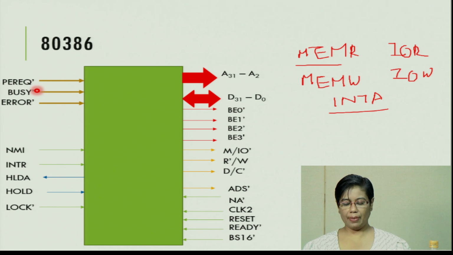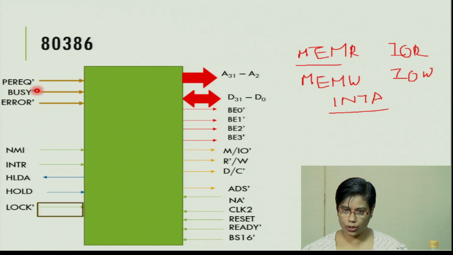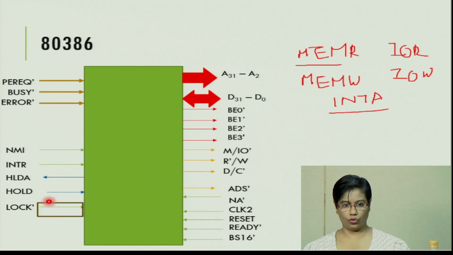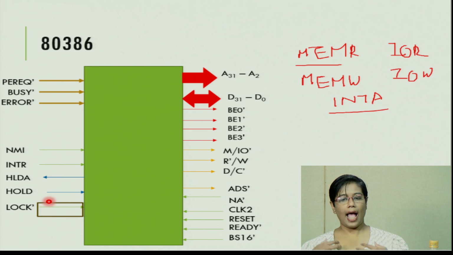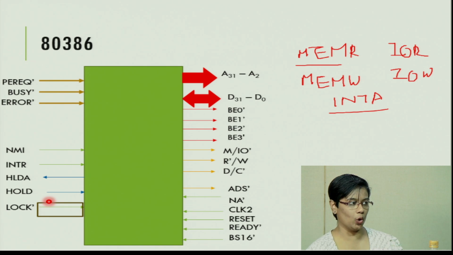Then there is the DMA signal. It's the same right from 8086, hold and hold acknowledge. There is a lock input which we have seen earlier with 80286 also. The lock is an output, it should not be an input signal. Lock is going to be an output from 80386. The function of the lock signal is that when 80386 is doing some bus cycles, as long as these bus cycles are taking place, no other external bus master must try to take over the bus.